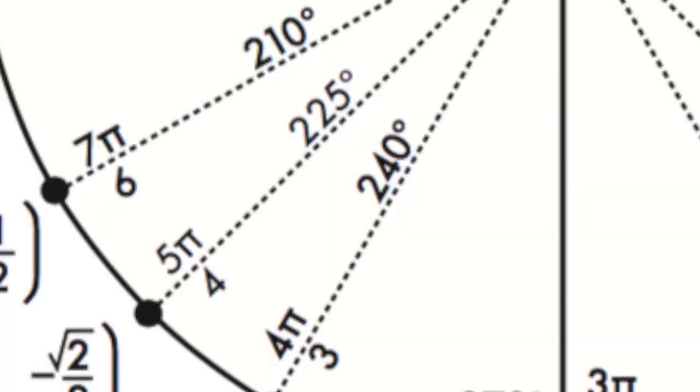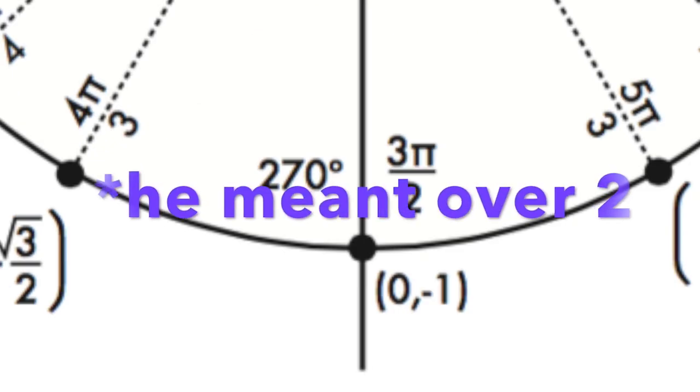210 degrees, 7 pi over 6, to 225, 5 pi over 4, and add another 15 to 240, it's 4 pi over 3, to 270, 3 pi over 2.